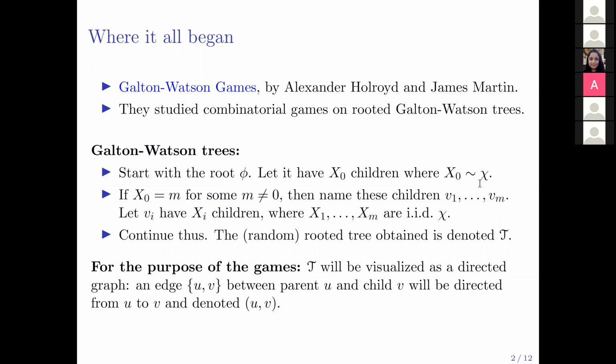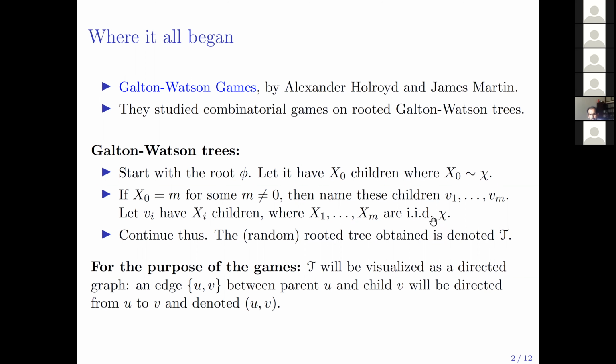I call it chi. If the root has no child, then of course the process stops right there. If x naught is equal to some positive integer m, where m is not 0, then let's say you name the children of the root v1 through vm, and then each vi is allowed to have, again, a random number of children, which I denote by capital Xi, such that x1 through xm are independent and identically distributed random variables, each with distribution chi. And then you continue this process.